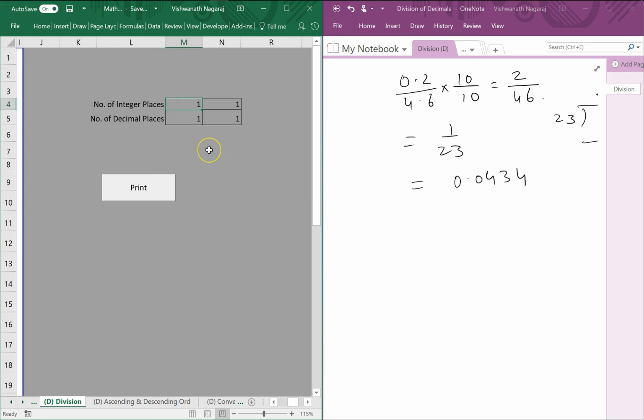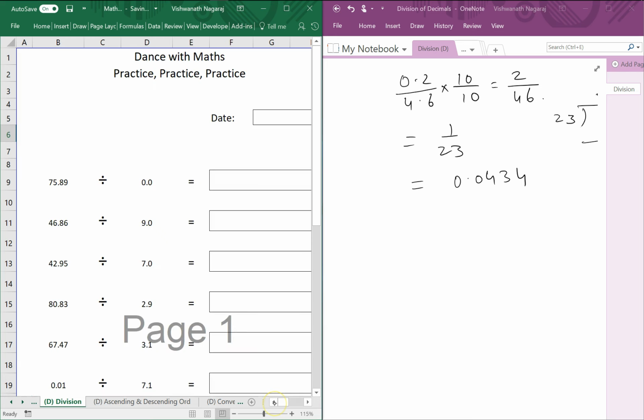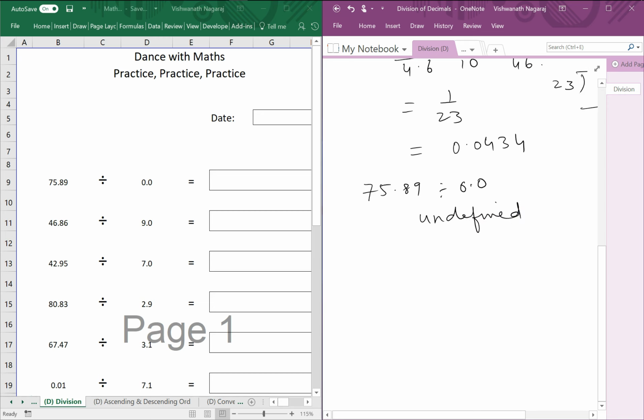Let's look at increasing the integer places. Let's increase it to 2. So let's make the number of decimal places 2. Okay, so 75.89 divided by 0.0. This you just write undefined. Remember I told you, you cannot divide by 0. Okay, 46.86 divided by 9.0.